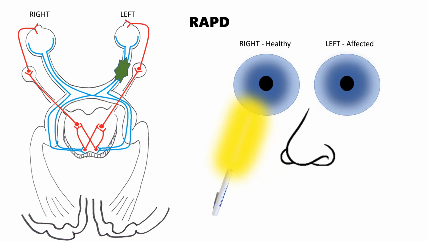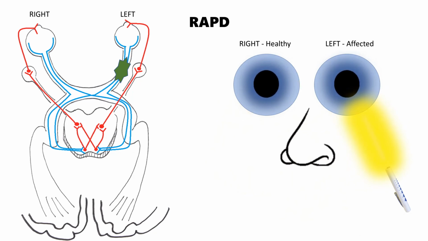For our swinging torch test, we always perform it a couple times to confirm the diagnosis of a RAPD. So let's have another look. Here the pupils constrict normally. As we swing across, notice the direct RAPD as the pupil of the abnormal eye dilates. As we swing back to the healthy eye, notice how the pupils constrict normally.